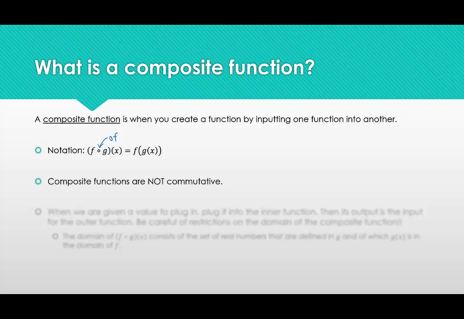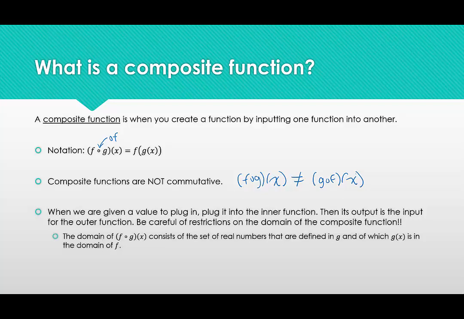Composite functions are not commutative. So what that means is that if we have f of g of x, this is not necessarily the same thing as g of f of x. That's all that means. So it's not necessarily commutative. We could get two different answers.